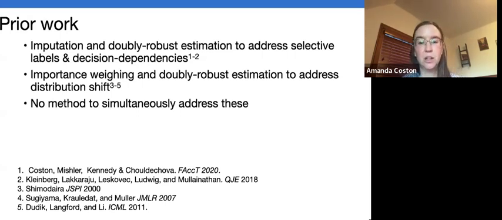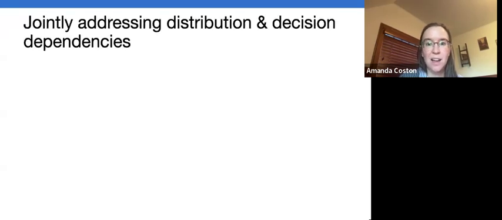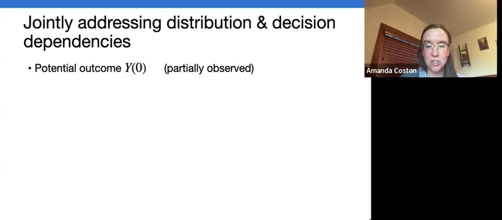But what's missing from the literature is something that can simultaneously address these issues. So right now, if you wanted to do an evaluation, you would have to pick which issue you were more concerned about, and then there would be a method to address that. But we argue that in practice, these selective labels problem and the covariate shift can arise together, and we want a method that can address both of them. So that's the goal of our work here today. We're going to propose a method to jointly address distribution shift and decision dependencies.